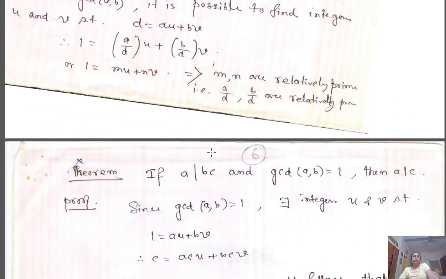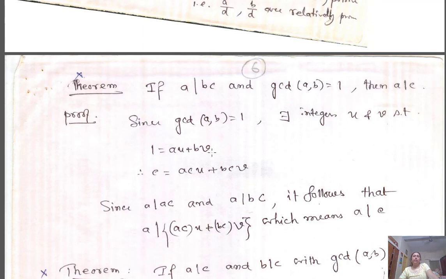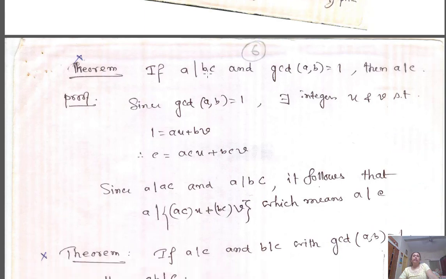Next one is also simple. If A divides BC and A and B are co-prime, then A must divide C. That is, if A is a divisor of BC and A does not divide B, then A must divide C. We already know that, but how to prove it? Using Bezout's identity, you can prove this.